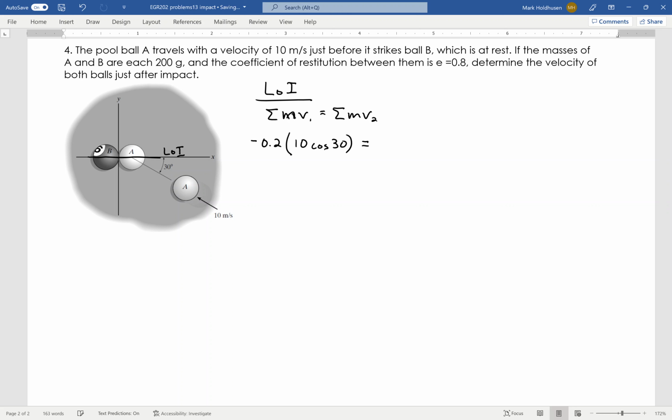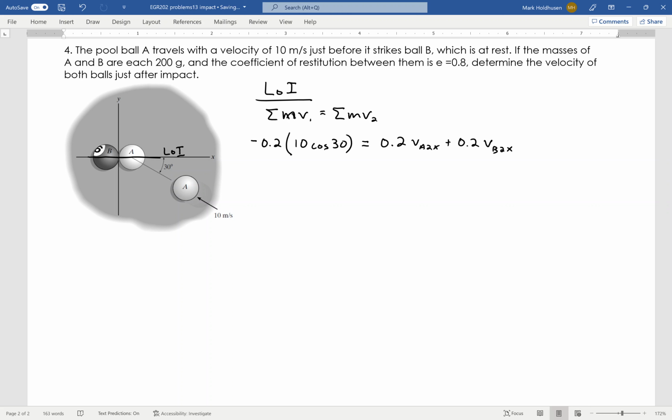Okay. After the collision, I've got two velocities, right? So 0.2 times VA2x plus 0.2 VB2x. Okay, so that is conservation of momentum for the entire system because, again, that impulse is going to be internal to the system. Okay.